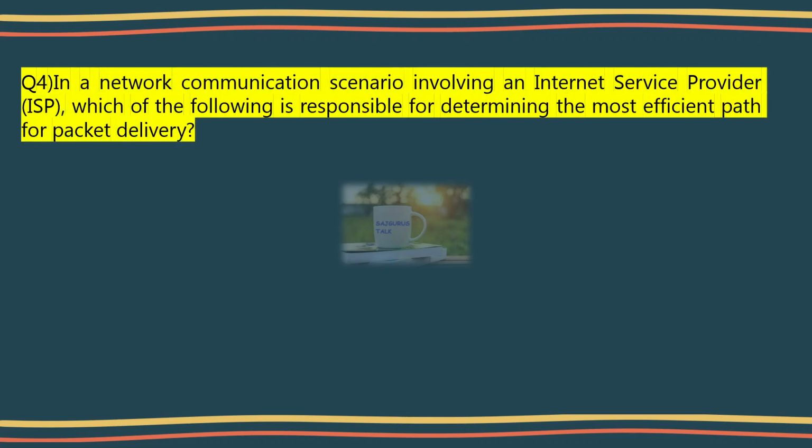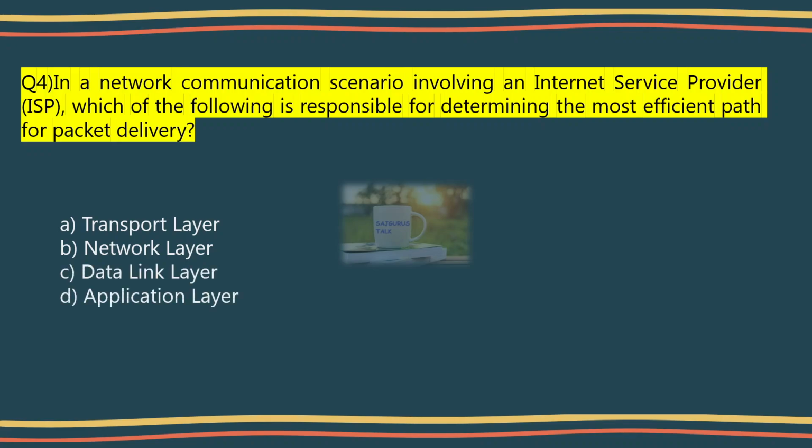Question number 4. In a network communication scenario involving an ISP, which of the following is responsible for determining the most efficient path for packet delivery? So now the 4 different layers are listed here, which are options A, B, C, D. The network layer using routing protocols and IP determines the best path for packet delivery. So we know that packet delivery is which layer's responsibility? Network layer. So the correct answer is B.